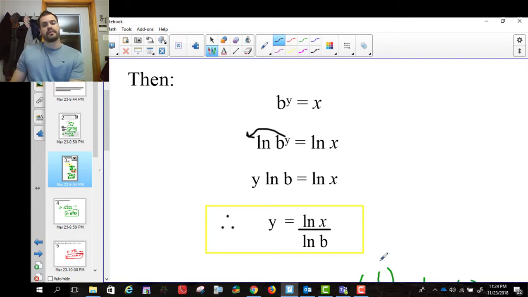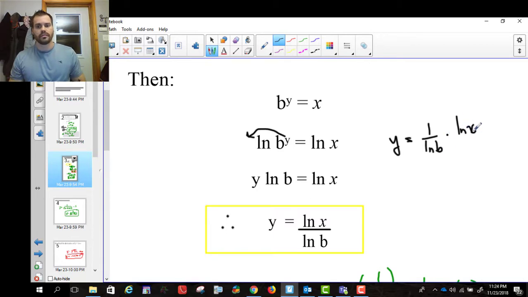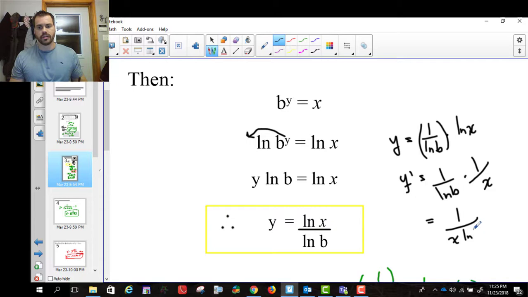If I take the derivative of that, then y equals ln x over ln b, and ln b is a constant. So I'm going to write it as this constant, 1 over ln b, multiplied by ln x. And so that y prime is going to be 1 over ln b times 1 over x. And if you do that and put it together, you get 1 over x ln b.